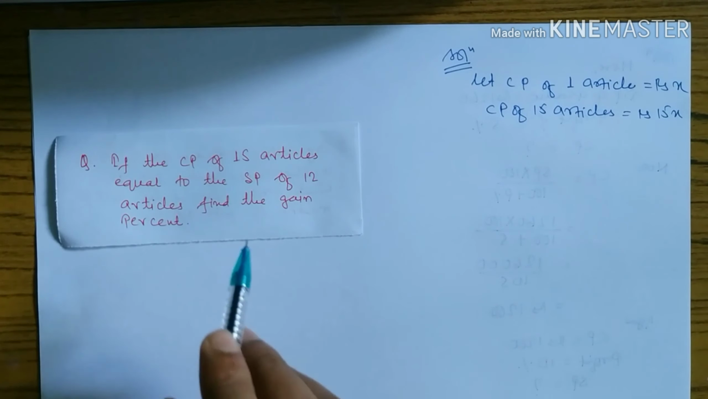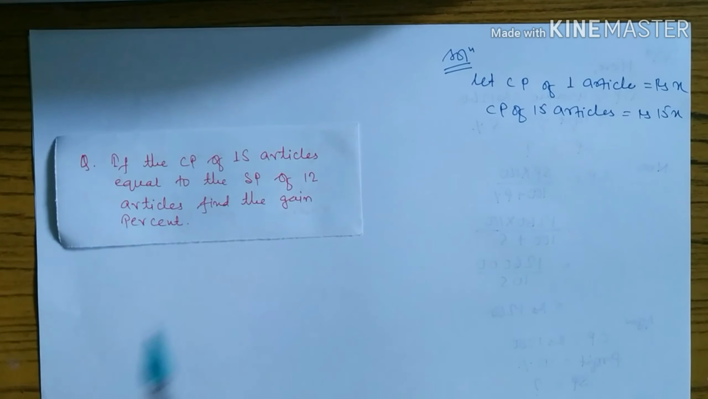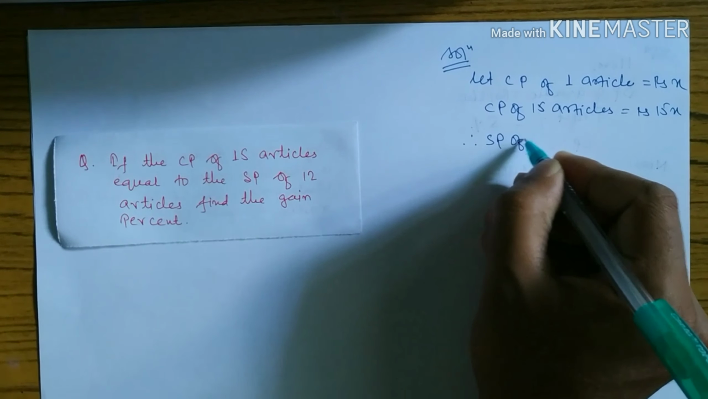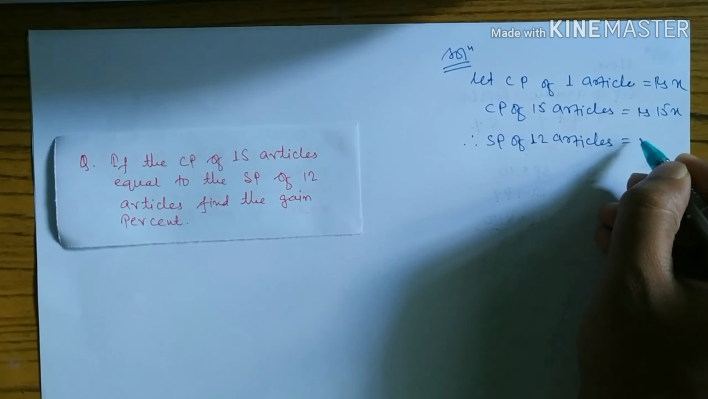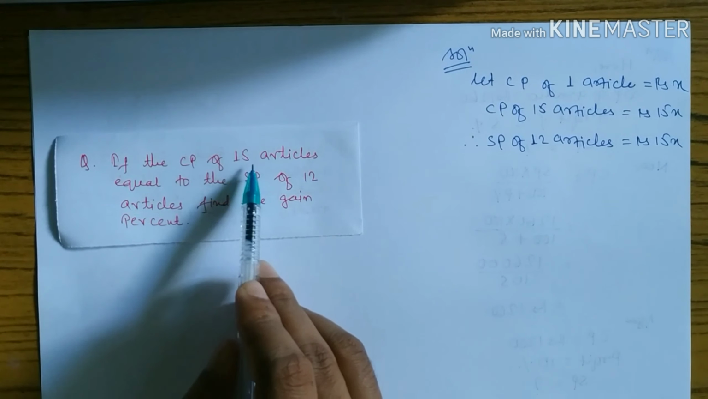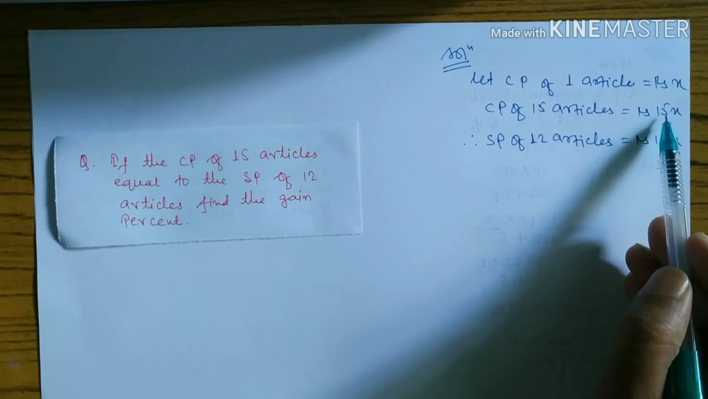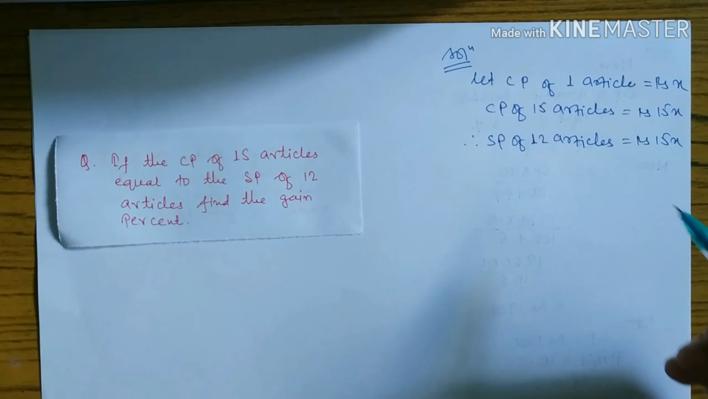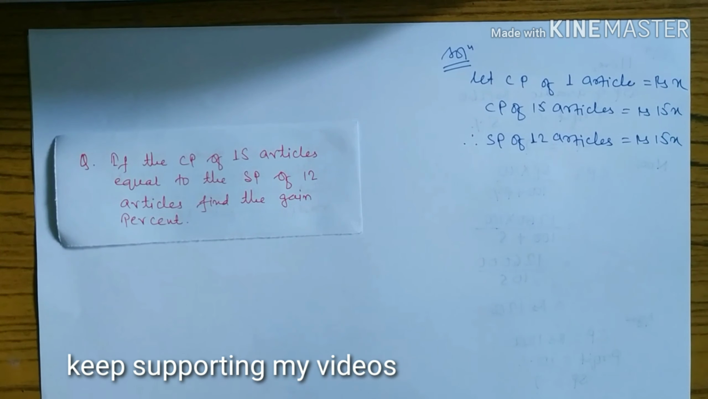Okay, according to the question, what is here? The selling price of 12 articles is the same as the cost price of 15 articles. Therefore, we can write here the selling price of 12 articles is rupees 15x. Same. The cost price of 15 articles is 15x, then the selling price of 12 articles is also 15x.